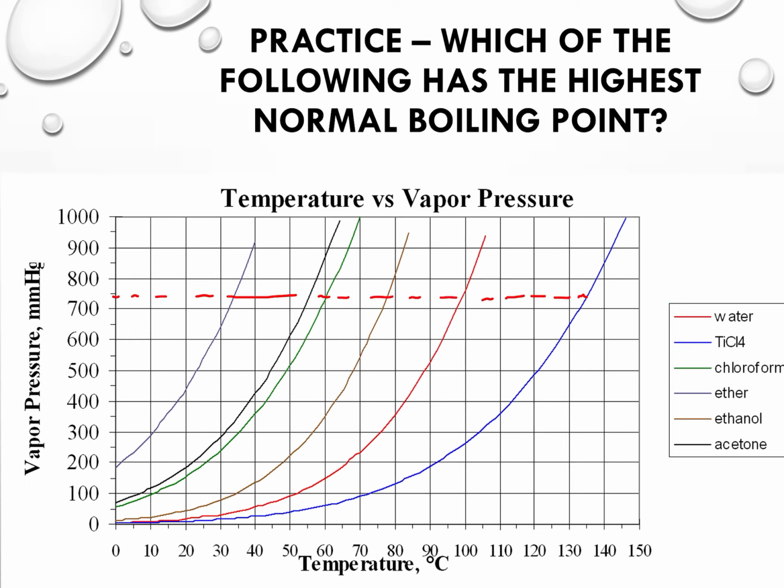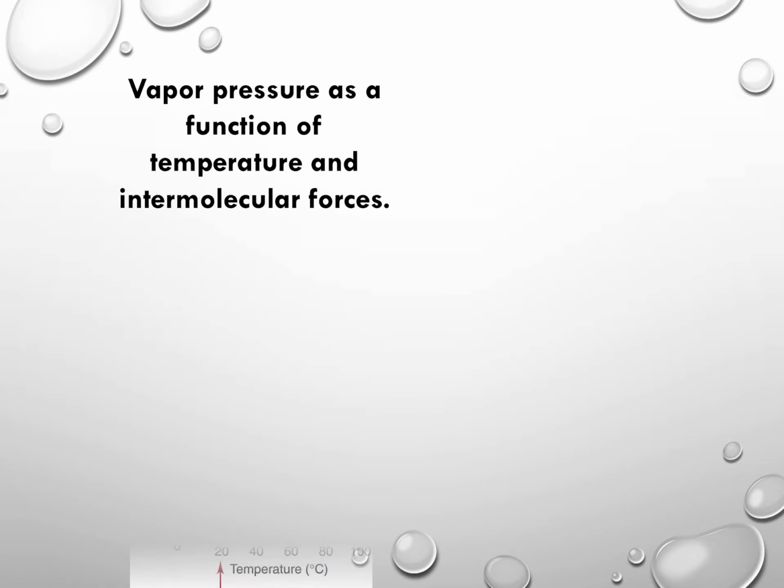Here's another one. Which of the following has the highest normal boiling point? Again, normal boiling point, we are always looking at 760. So the highest normal boiling point would be titanium 4-chloride.